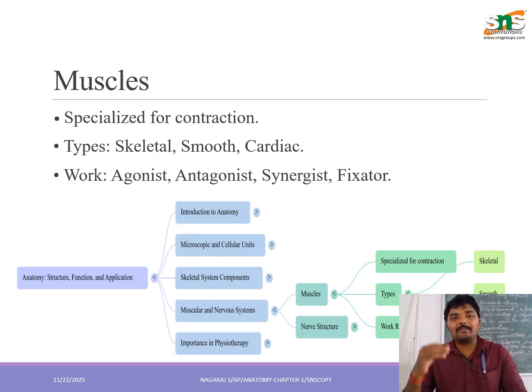Then muscles, which are specialized for contraction. The types of muscle are skeletal muscle, smooth muscle, and cardiac muscle. Skeletal muscle is striated muscle, which forms a structured muscle with voluntary contraction. An example is muscular contraction during any movement, under the control of the brain and the peripheral and central nervous system. Okay. Then smooth muscle.